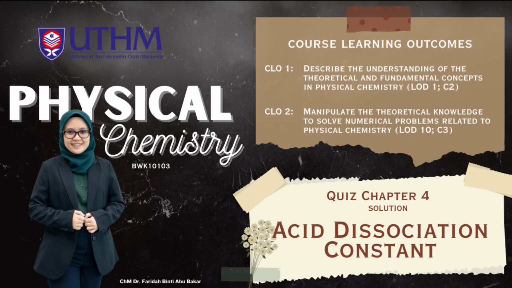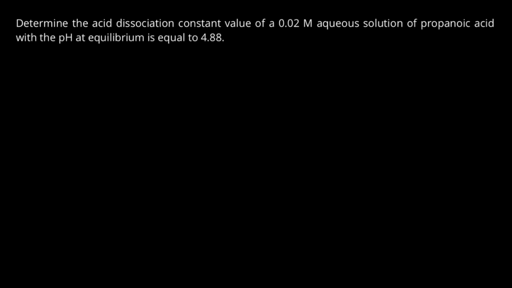In this video, we shall discuss a question associated with acid dissociation constant. So let's get started. Determine the acid dissociation constant value of a 0.02 molar aqueous solution of propanoic acid with a pH at equilibrium equal to 4.88. From this question, there are two clues given to you. One is that it is an aqueous solution, and the other is that it is propanoic acid, which is a weak acid.